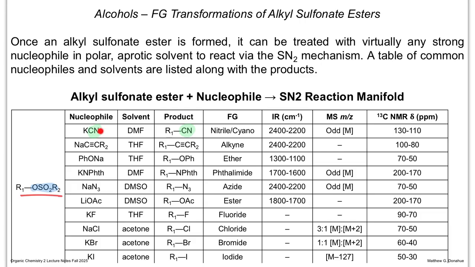So the first one, if we use potassium cyanide, that generates a CN triple bond. That's a nitrile or a cyano. Since it's a triple bond, we see a sharp signature in region 2 of the IR. There's one nitrogen, so the parent mass will be odd. And then we'll see an sp hybridized carbon in the carbon NMR. So when you go down the list of all these nucleophiles, you can see what are their diagnostic IR, mass spec, or C13 signatures that you know that nucleophile was used.